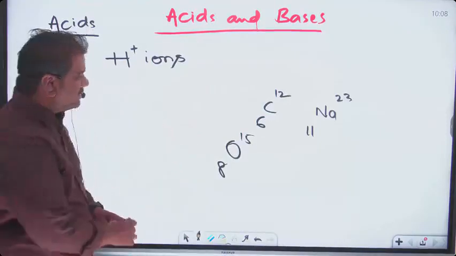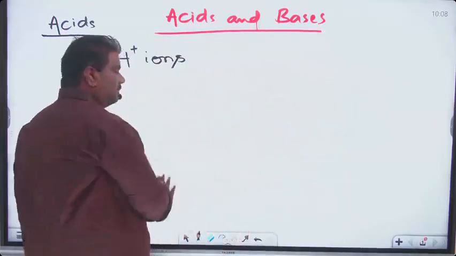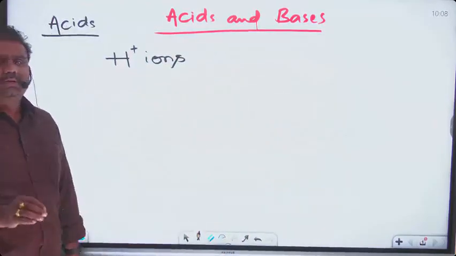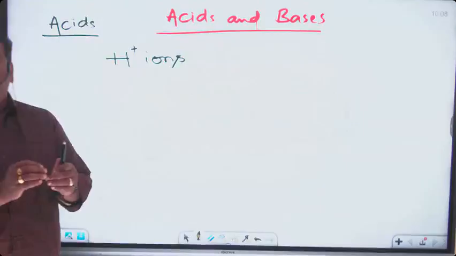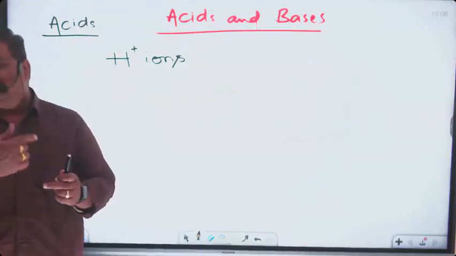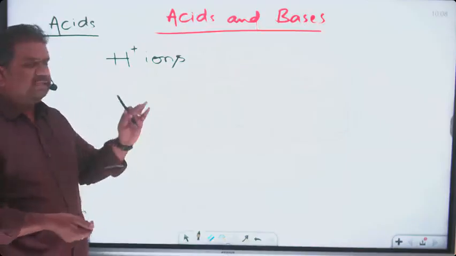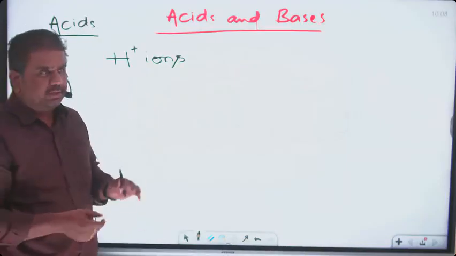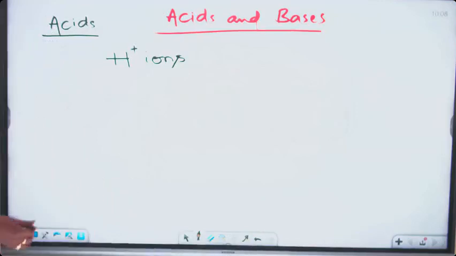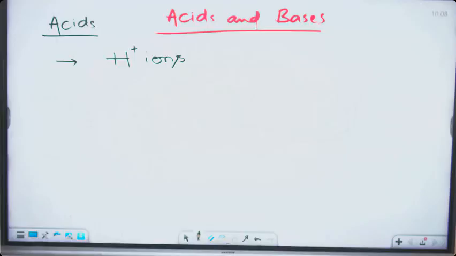When we say atom, we simply talk about the number of electrons and protons. But in any particular element or atom in which the electron number is slightly higher compared to protons, or lower compared to protons, that is what is known as an ion. So if any compound has H plus ions in it, that is what is known as an acid.